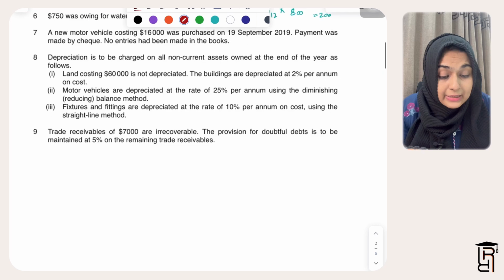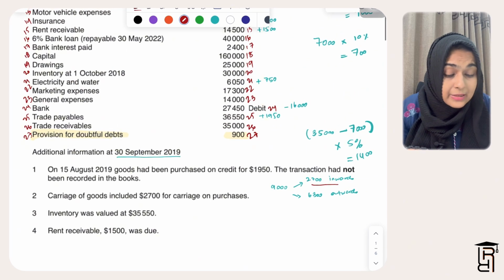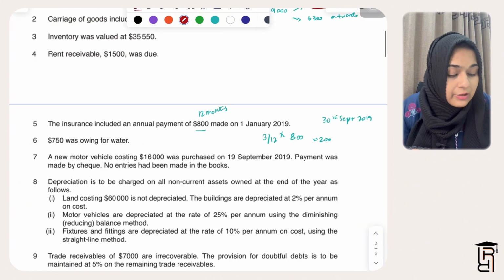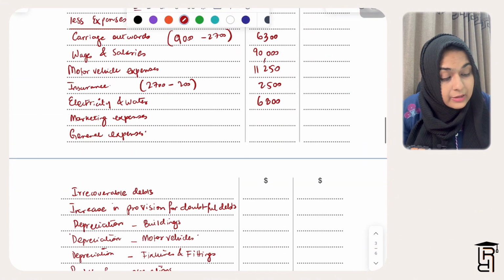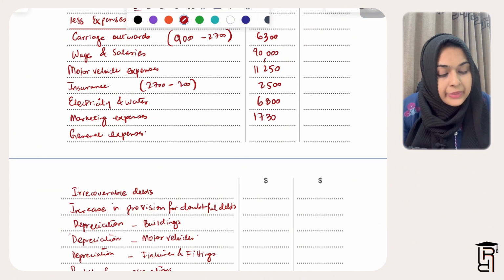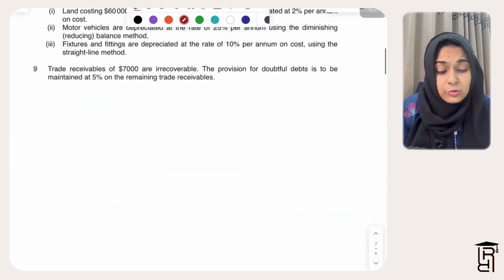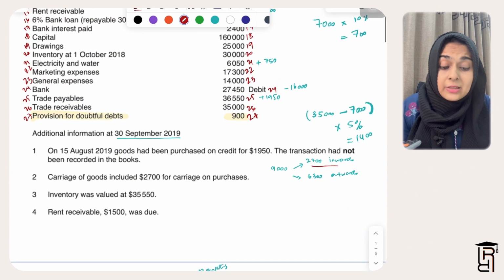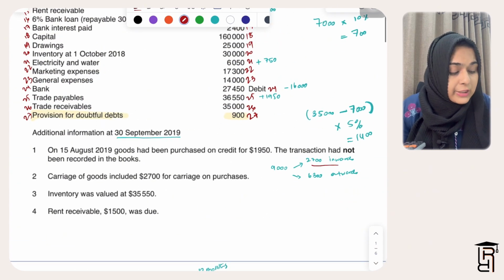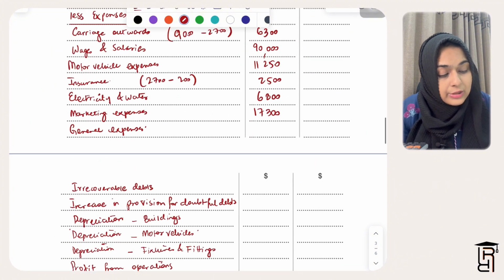Then we have marketing expenses. There was no adjustment to marketing expenses here. It's the 22nd value marketing expenses, 17,300. So I'll write here 17,300. Then we have general expenses. There was no adjustment to general expenses. It's the 23rd value here, which is 14,000. I'll directly write 14,000 here.